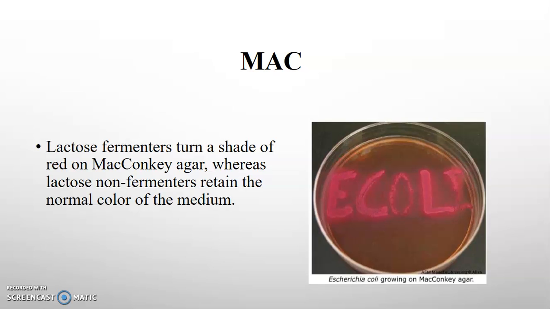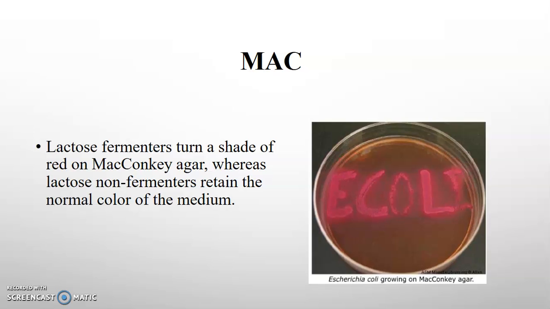However, different types of bacteria, gram-negative bacteria that is, will grow different colors based on how they interact with the media. So if you put a gram-negative bacterium in here and it's able to ferment the lactose and use the lactose as an energy source, it will grow bright pink. And that's what we're seeing here with E. coli. E. coli is a known lactose fermenter.